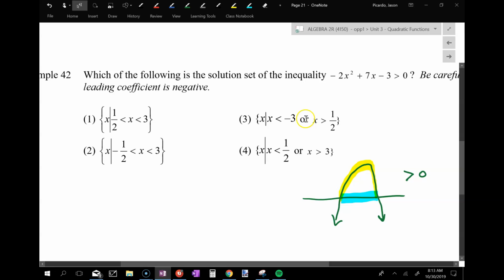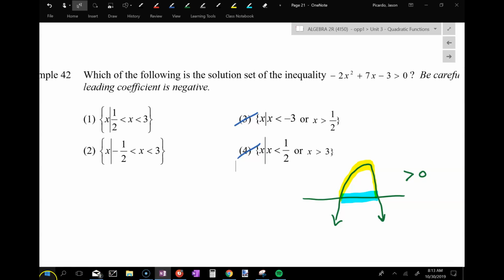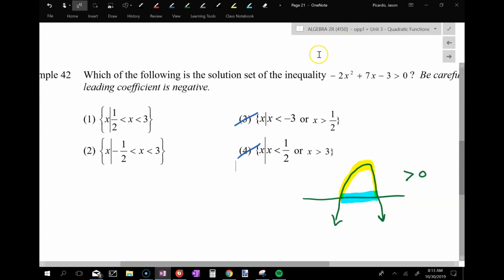So as we look at this, I know it can't be 3 or 4 because it's not going to be 2 separate pieces, will it? So let's get rid of those. What I need to know is, what are the actual roots of this, right? What are the actual roots of this? So what are a couple of things I could do? Well, I could definitely graph it in the calculator, right?